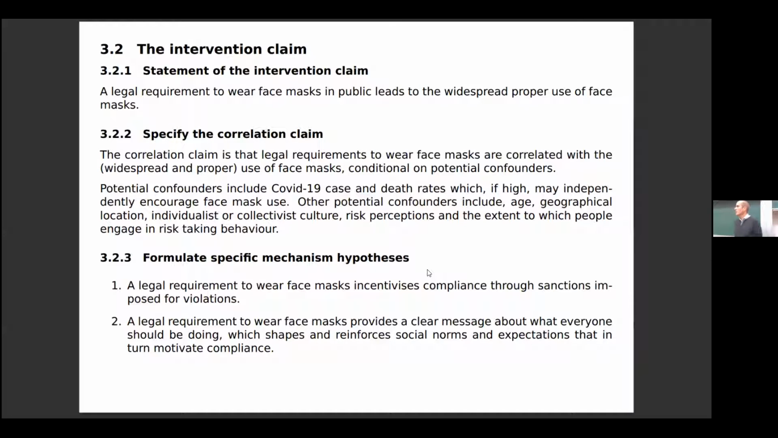Again, we need to assess first whether there's a correlation conditional on potential confounders. And the first step to doing this is formulating specific mechanism hypotheses. And as we've seen, there are two specific mechanism hypotheses here. One is that the mandate incentivizes people to wear face masks through sanctions. And another is that the mandate provides a clear message about what everyone ought to do. And this shapes and reinforces social norms and expectations that lead to compliance.